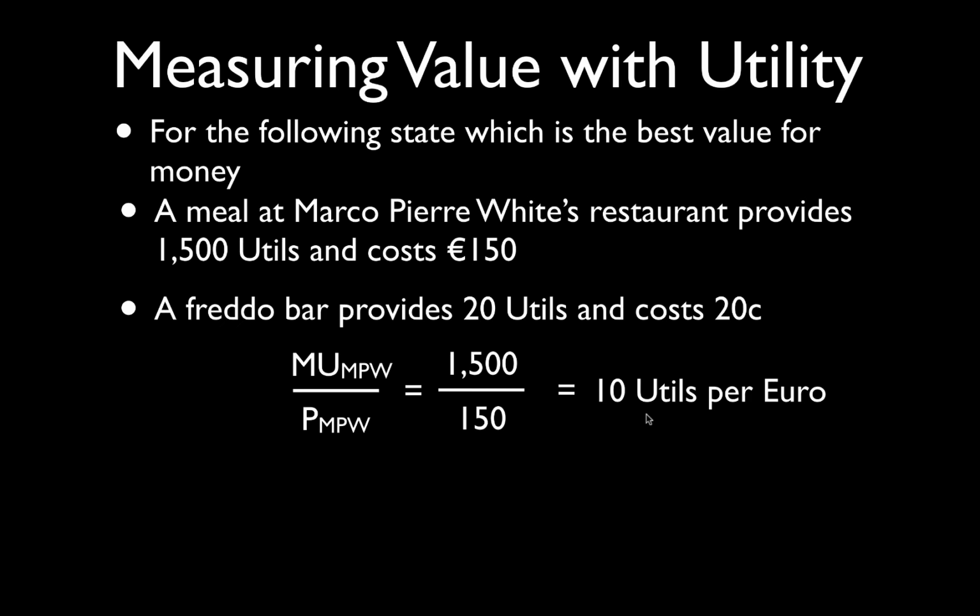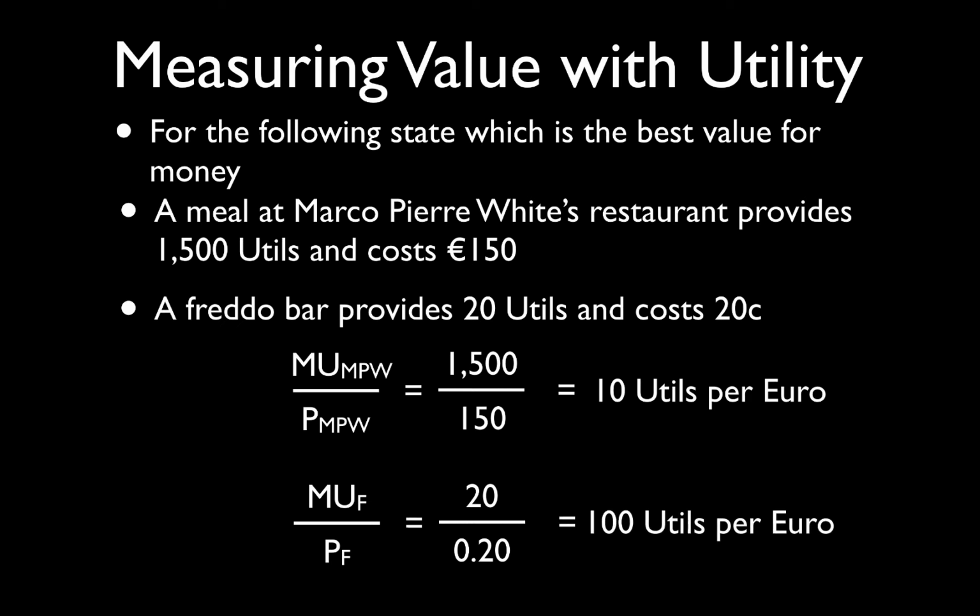Well, we can't really tell, but what we can do is compare the utils per euro that we get when we're spending money on goods. When we talk about the Freddo bar, it's 20 utils, which is way, way less, but the amount of money we're spending on it is also way, way less. I hope you see now that the Freddo bar, at least in utils per euro, gives you far more value for money. For every euro you spend on the Freddo bar, you're getting 10 times the marginal utility that you are per euro spent on the restaurant.